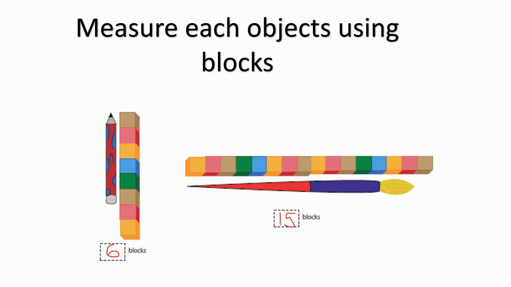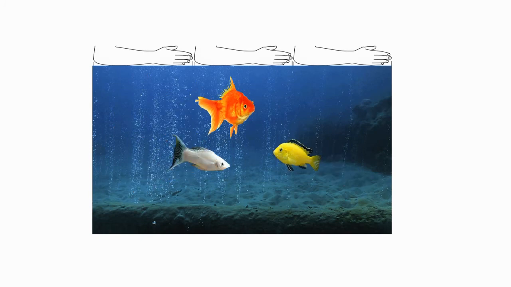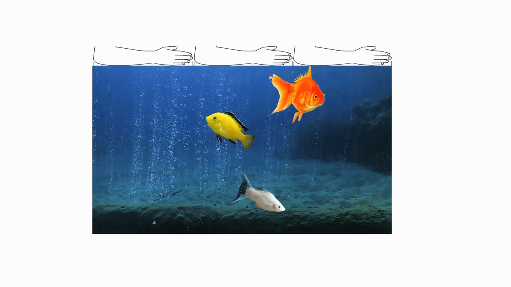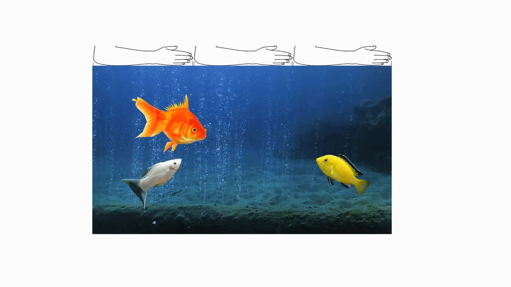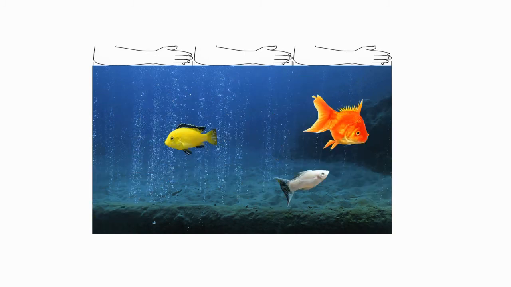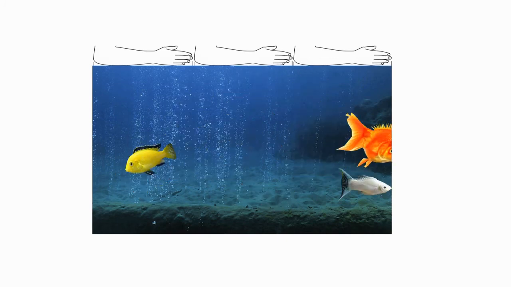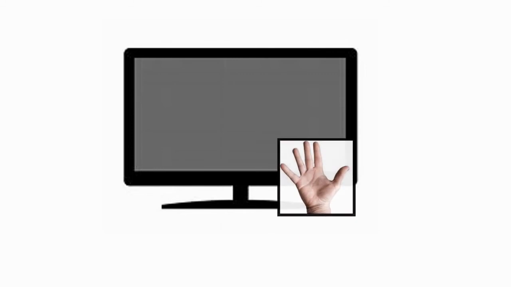Measure of the fish tank using cubit. The length of the fish tank is equal to 3 cubit. Let us measure the television using hand span. The length of the television is equal to 3 hand span.